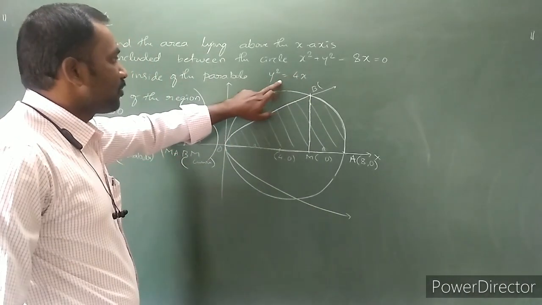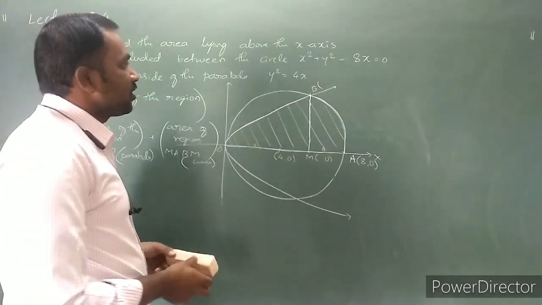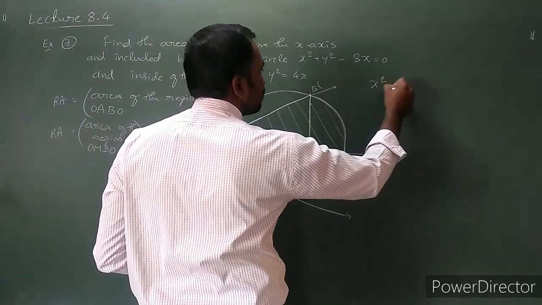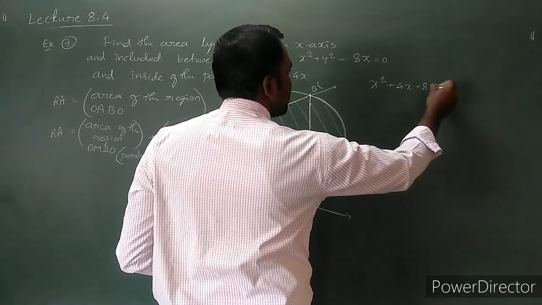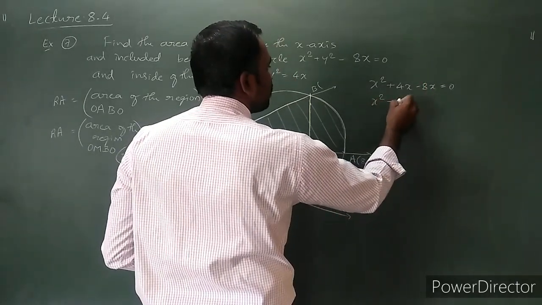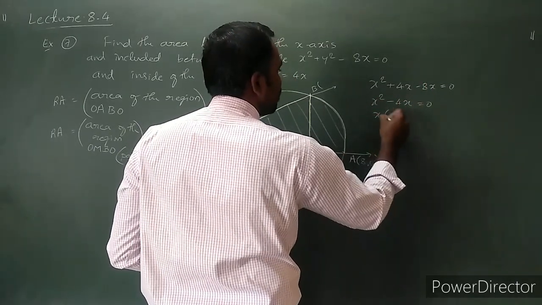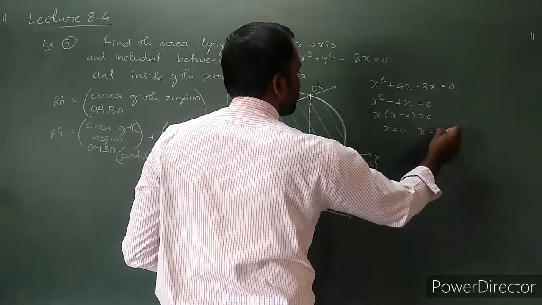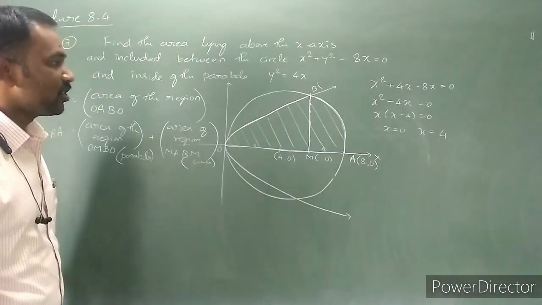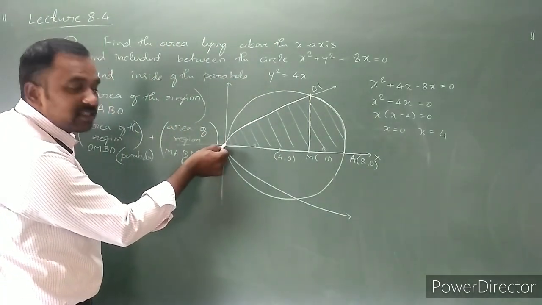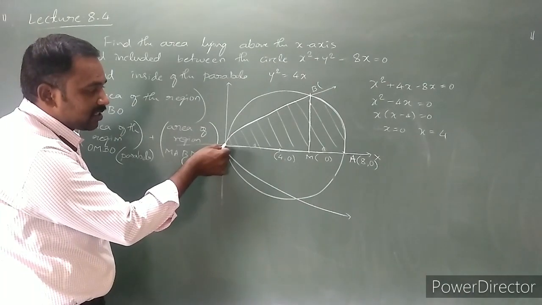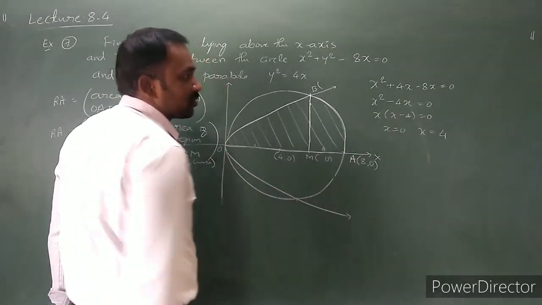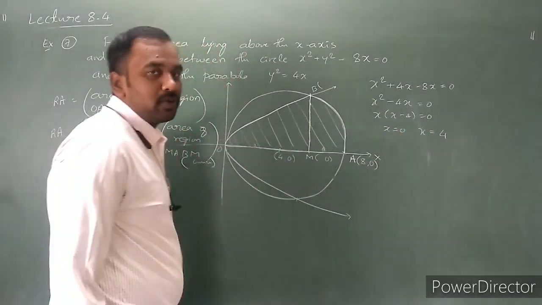Circle equation is here, parabola equation is here. Solve. y square is equal to 4x. Here x square plus y square, the value is 4x, minus 8x is equal to 0. x square minus 4x is equal to 0. x is common, x(x minus 4) is equal to 0. One value for x is 0, another value is 4. Observe that the parabola and circle intersect at the origin as well as at point B.